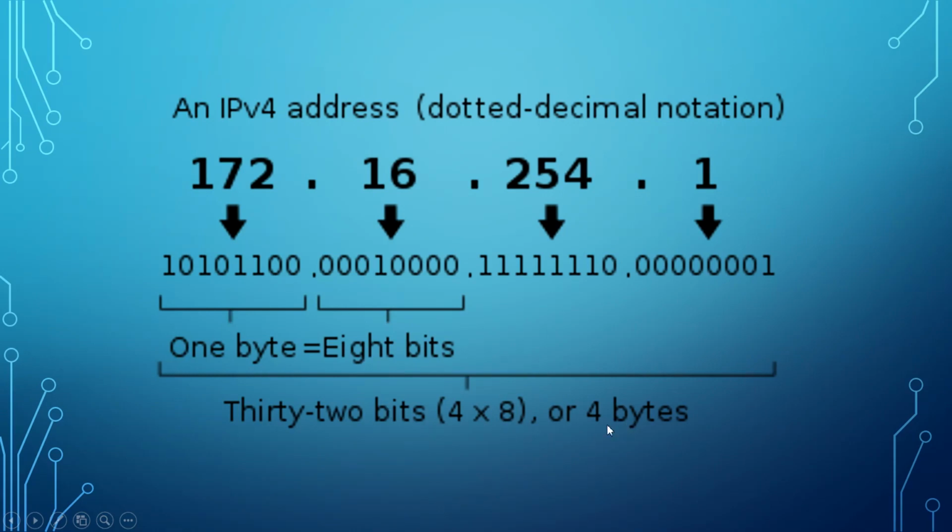So we can also call it 4 multiplied by 1 byte. So it is a 4-byte system. We can call it a 32-bit system or a 4-byte system.